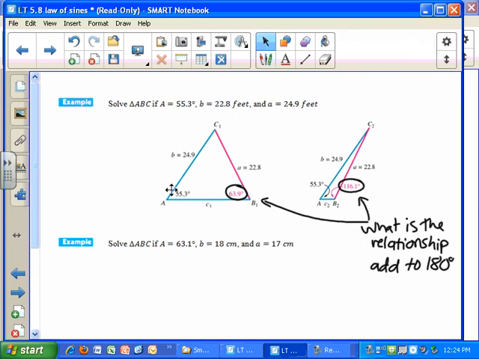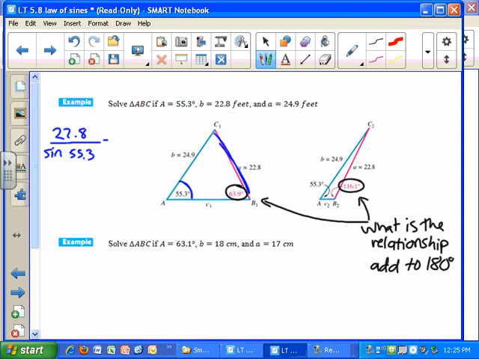The reason for that is because when we set up our law of sines equation, we would use 22.8, this opposite side, over the sine of 55.3, has to equal this opposite side, 24.9, over the sine of 63.9.